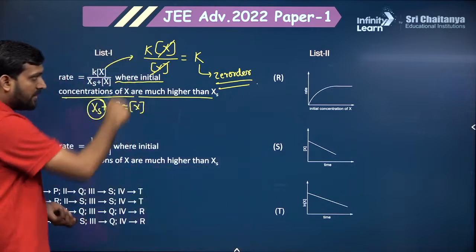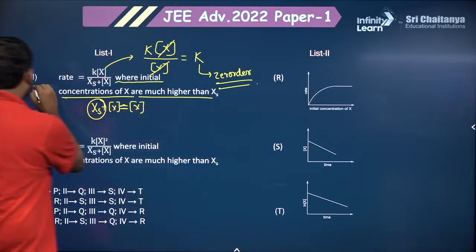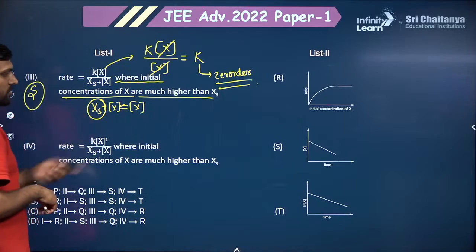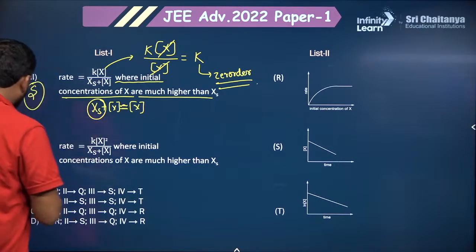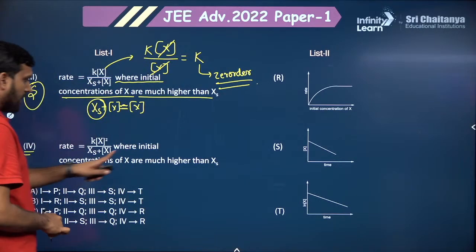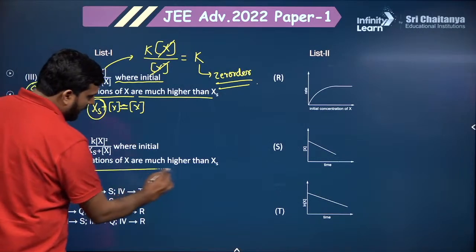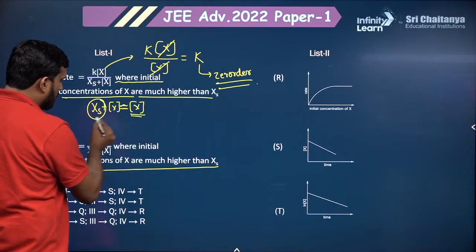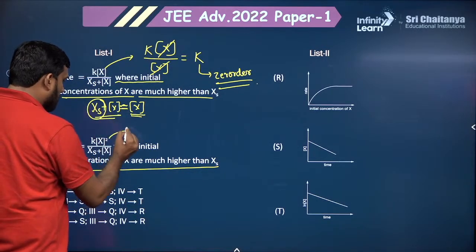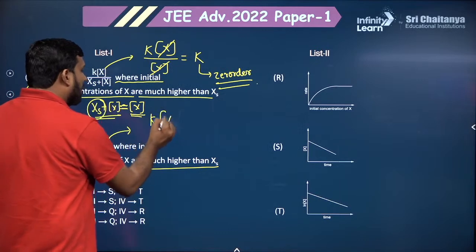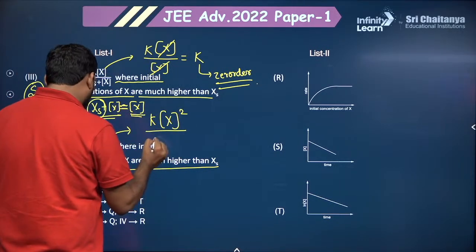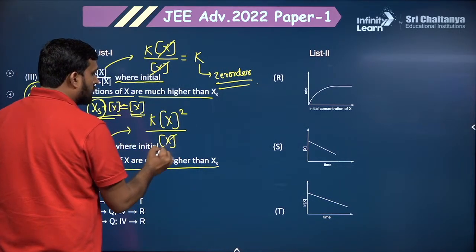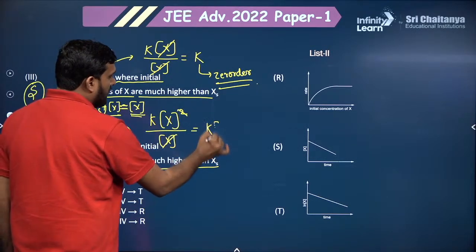And if it's a simply zero order reaction, then option number S will match with this. Now going for the fourth, where the initial concentration of X is much higher than this. Again the same case, basically we can substitute this equation as a X. So if I substitute it, it will be equal to K X square upon X. One of the X will cancel out, so it will be K and X.